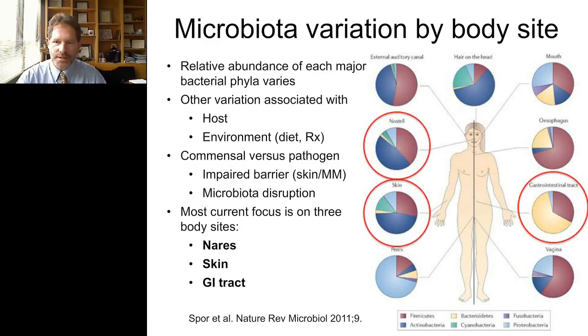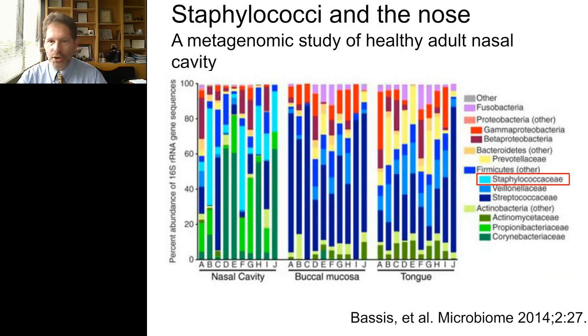The sites that I'm going to focus on in this talk are the areas where we're currently using manipulation of microbiota to prevent or treat infection, and those are circled on this slide: the nares or nostril, skin, and the gastrointestinal tract. So let's start with the nose.